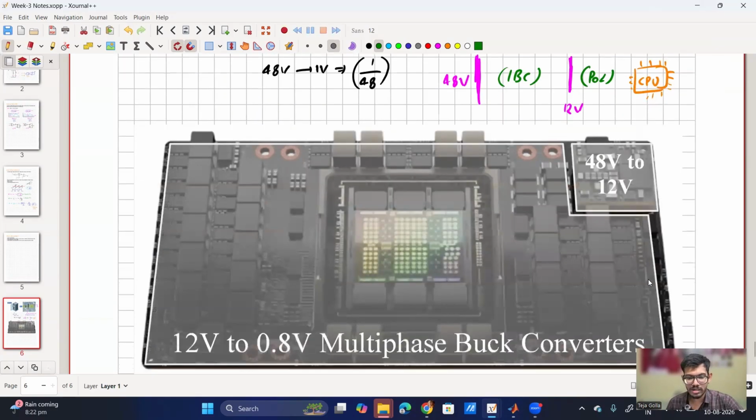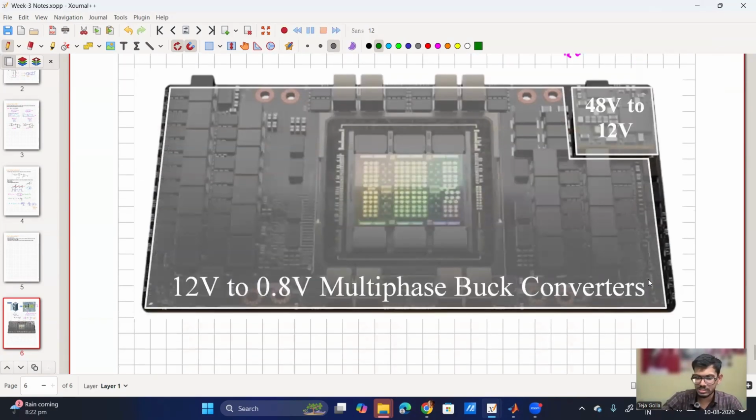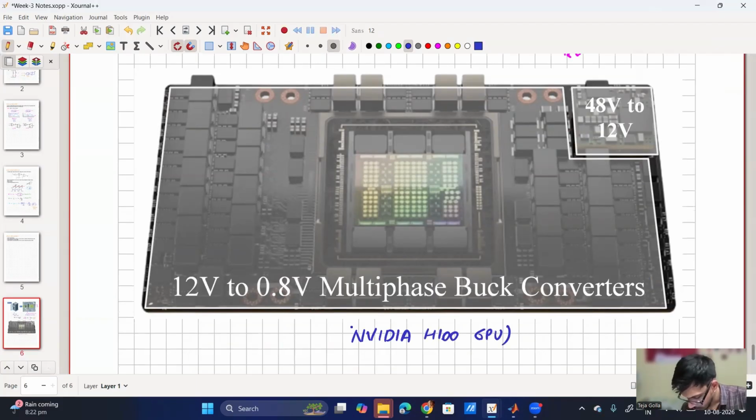So here I have considered one NVIDIA H100 GPU. So this is a product of NVIDIA, the H100 GPU. You can also search online. So the center part is this. This is the GPU.